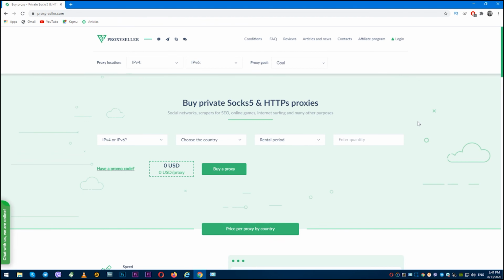Now you know what a proxy is and what it is for. Feel free to use it.